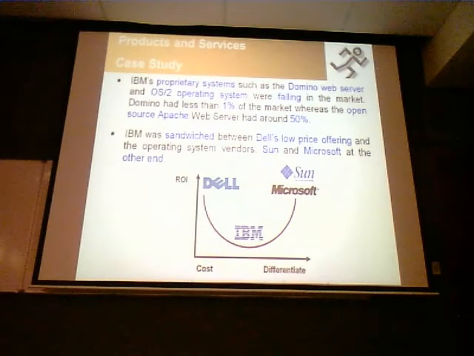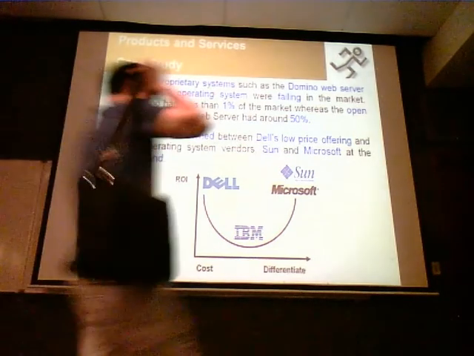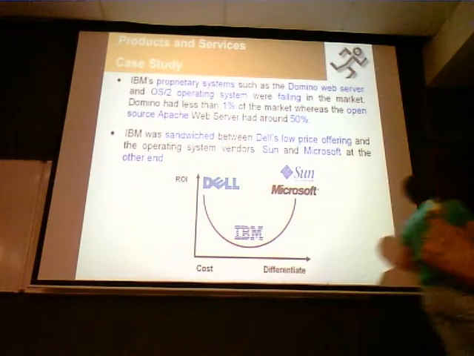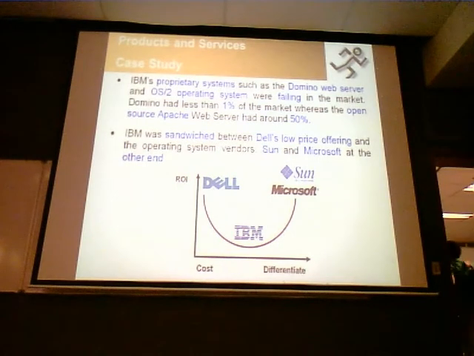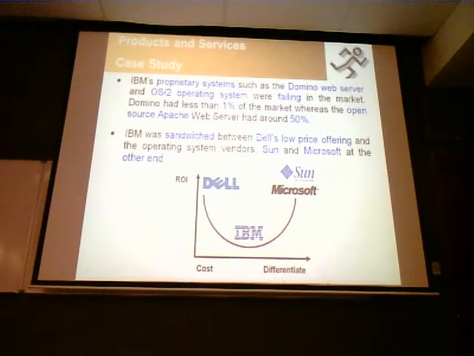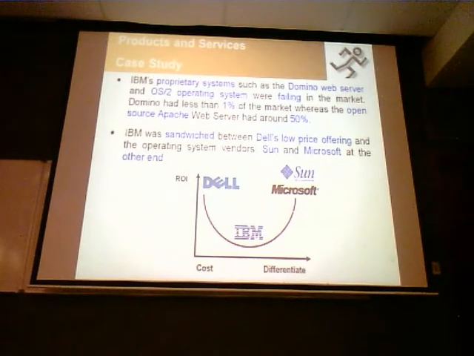The problem was they had their Domino web server up against Apache, which had 50% of the world's market. They had about 1%. Has anybody heard of the OS2 operating system? Yeah, it was there for a while, but against Windows, it was a fraction of the market. And so what happened was Sun and Microsoft held the volume and the high end of the market. Dell held the cheapest and cheerful end of the market down here. IBM was sandwiched in the middle. And when you get sandwiched in the middle, you lose a lot of money. And that's what happened. They were losing rafts of money.